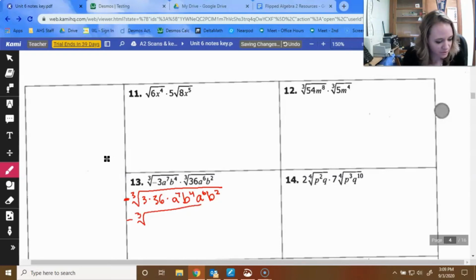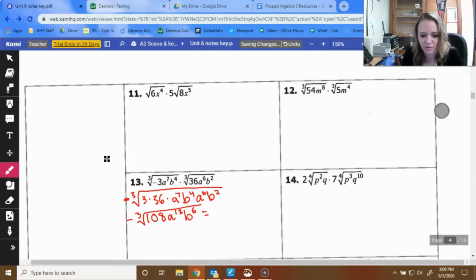3 times 36 is 108. Now I combine my a's, and when you do this, you add them. So that's 7 a's times 6 a's is really altogether 13 a's. So a to the 13th, and then b to the 6th.